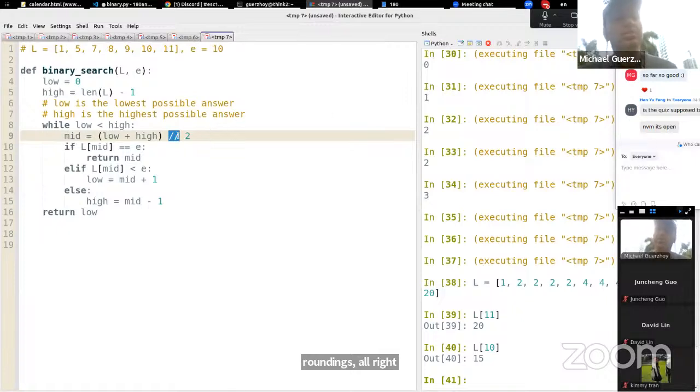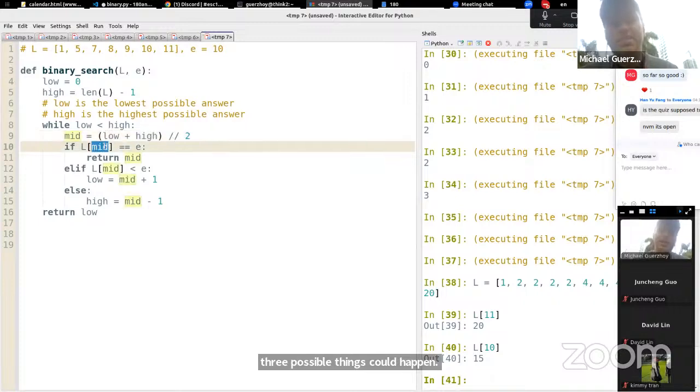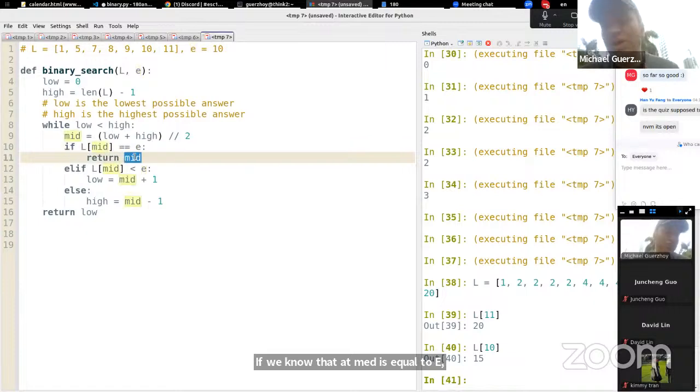So now we're saying three possible things could happen. It could be that L at mid is just equal to E. In that case, we have the answer. What we're looking for is the location of the E. If we know that L at mid is equal to E, that means that the answer is just mid. So we can just return it.